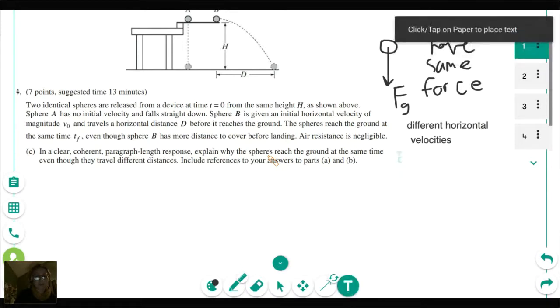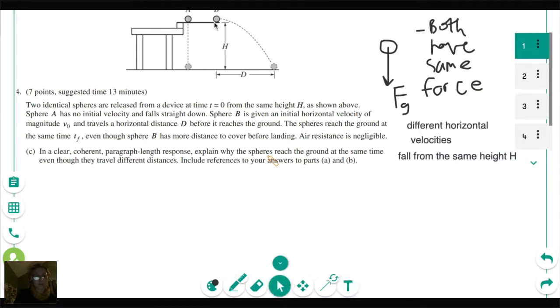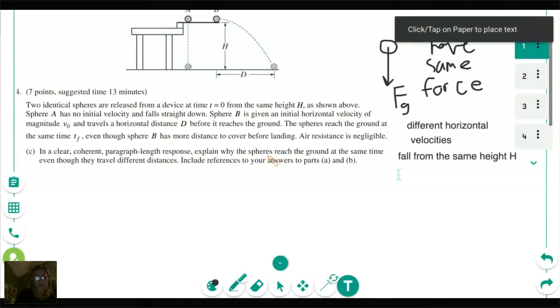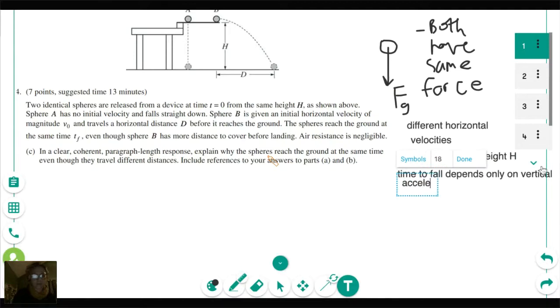Another thing we can look at is they fall from the same height, h. So both of them start at the same place and then they land on the ground. And so they're both falling through the same height. And here's where the physics principle would come in. A lot of this is just stuff that's given in the problem, but the real physics principle that's going to be important here is that the time to fall depends only on the vertical acceleration in this case.